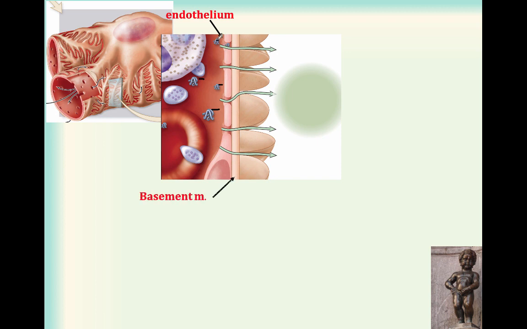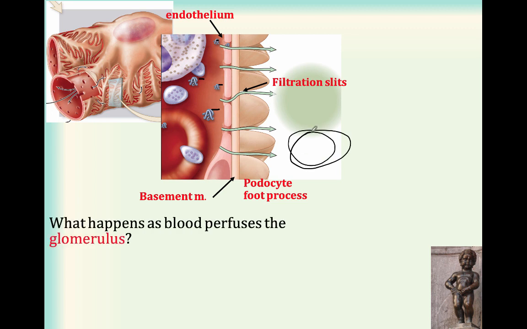Then we have the basement membrane in between, which also has a negative charge, and like charges repel. Then we have the filtration slits between the podocyte foot processes all along here. On this side, the filtrate is being formed and moving through. The blood perfuses the glomerulus and fluid is pushed across, the formation of filtrate, the same way that we form interstitial fluid across a systemic capillary.